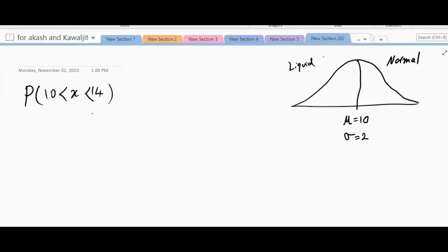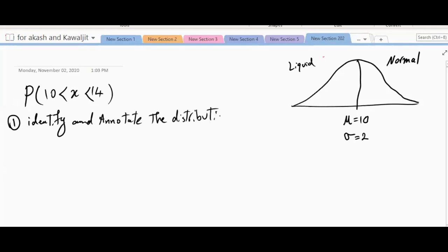Now I want to make the steps very clear for you. The first step for any question, after you read the description, is that you identify and annotate the distribution, which I just did for you. Notice that to identify the distribution, we have to tell what the shape of the distribution is and what is distributed. In this case, it's liquid. It can be the number of faulty products, or the weight of chips in a bag of chips. How much is the mean and how much is the standard deviation?